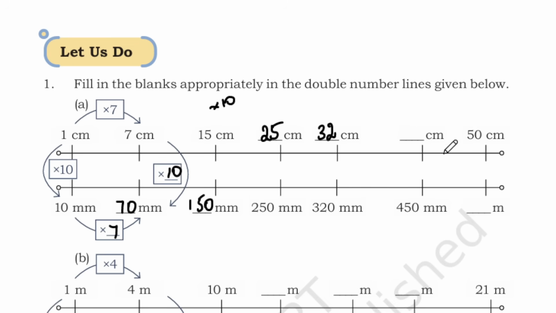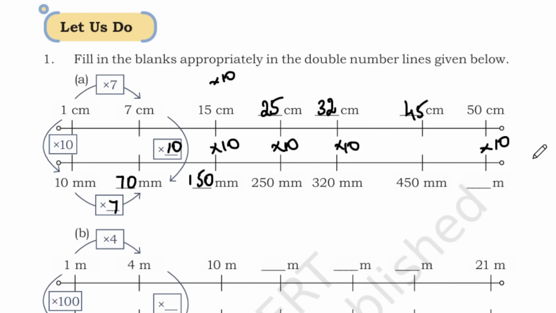And 450 centimeter is 45 centimeter. How are you doing this? You are multiplying by 10. Okay, we are multiplying by 10. So again this one, 45 into 10, which is 450 millimeter. So here we have 50 centimeter. A printing mistake over here, it should be millimeter. So 50 centimeter is 500 millimeter.